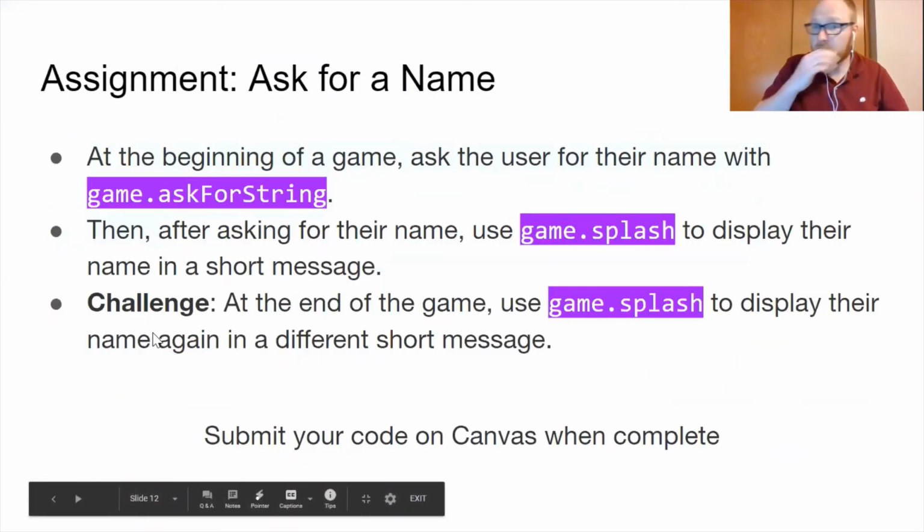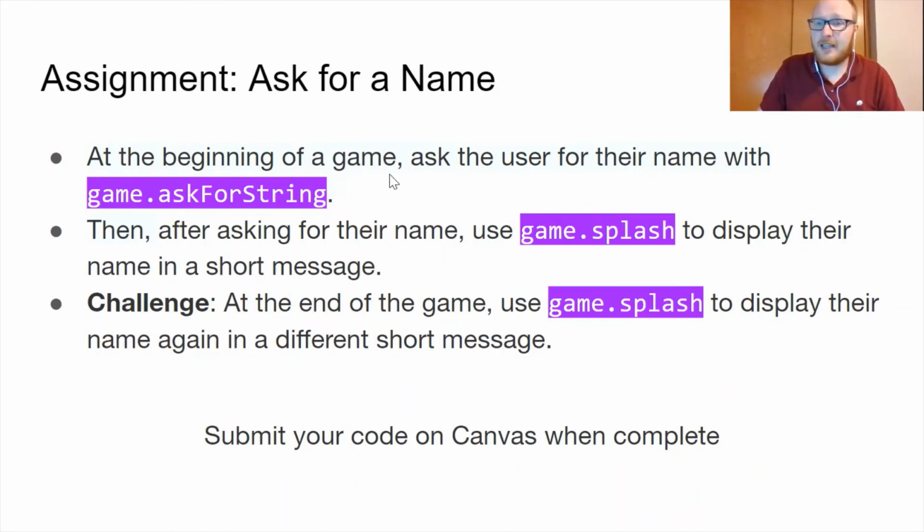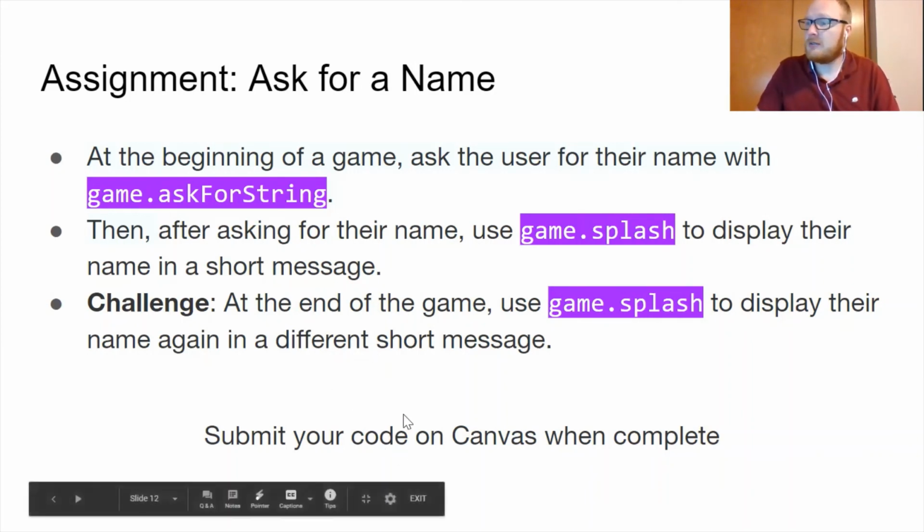Okay, so your assignment today is at the beginning of a game, any game, we want to ask the user for their name using a game.askForString. Then after asking for their name, use a game.splash to display the name in a short message. For a challenge extension, at the end of the game, use another game.splash to display their name again in a different short message. When you're complete, please submit your code on Canvas.